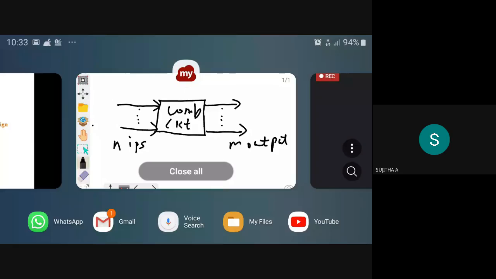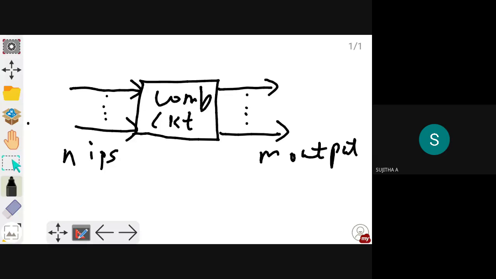So this is the block diagram of the combinational circuit. So combinational circuit means it consists of logic gates where you have n inputs and you will get m outputs. So your output at any time will depend only upon the present input.